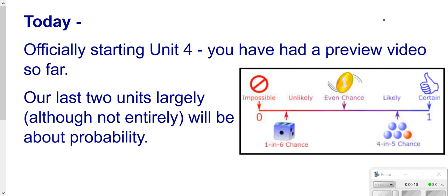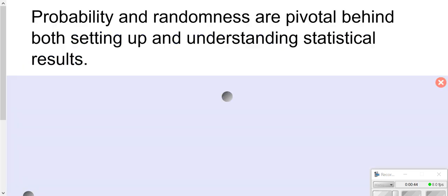This unit is all about probability, and you might have some awareness of the idea of probability from people just speaking in normal day-to-day life. Probability values can range from 0 to 1, or as percents from 0% to 100%. I have a picture here that shows you the scheme of that. Our last two units in this class will focus a lot on probability, not entirely, but there will be an element of probability in all of it.